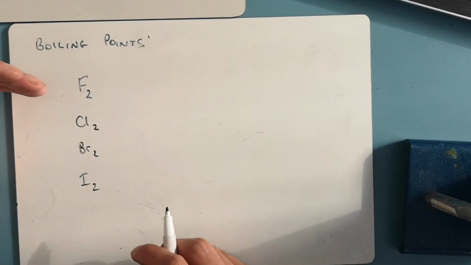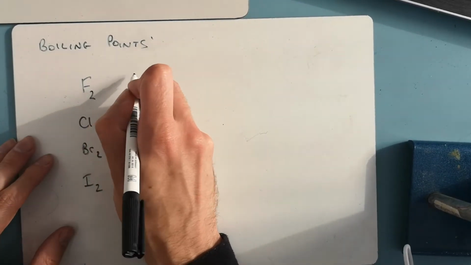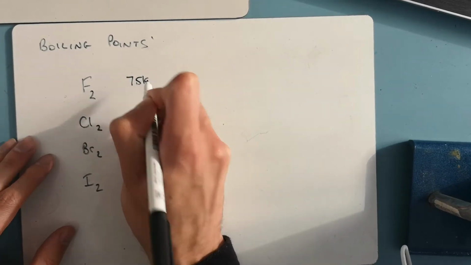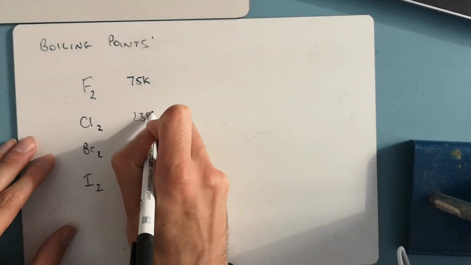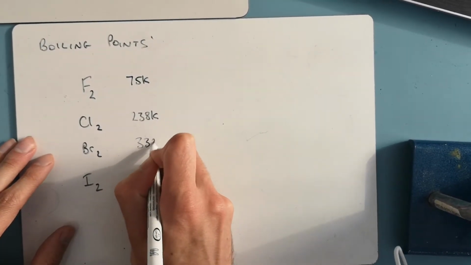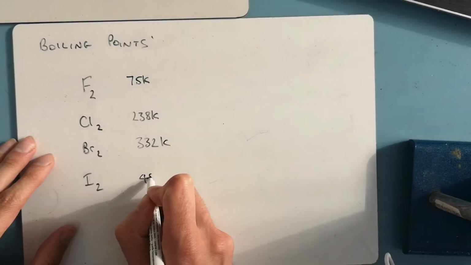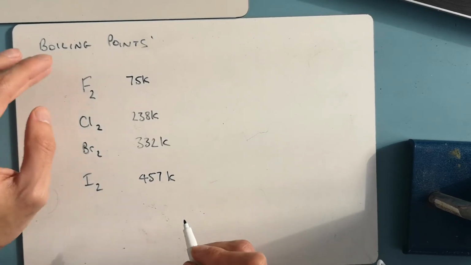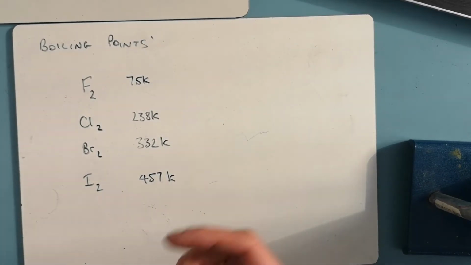Now, as we're going down, our boiling points increase. Fluorine has a boiling point of about 75 Kelvin, so very, very low down. Chlorine, 238 Kelvin. Bromine, 332 Kelvin. And iodine, 457 Kelvin. So as we're going down the group, we're getting higher and higher boiling points.